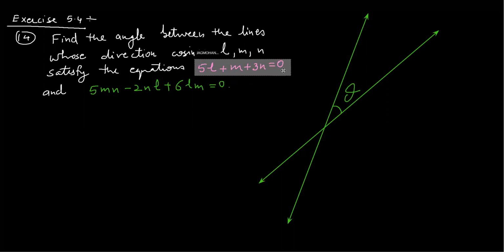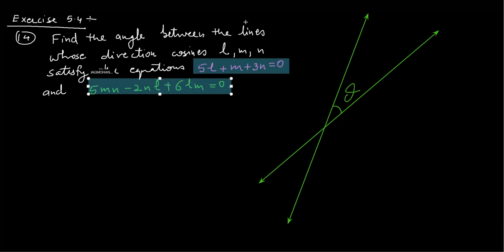These two equations are being satisfied by the DCS of these two lines. So suppose I call this line L1 and this line L2. Now the DCS of these two lines are given to me. Understand the question. And what are the DCS given as? They are given by L M N.